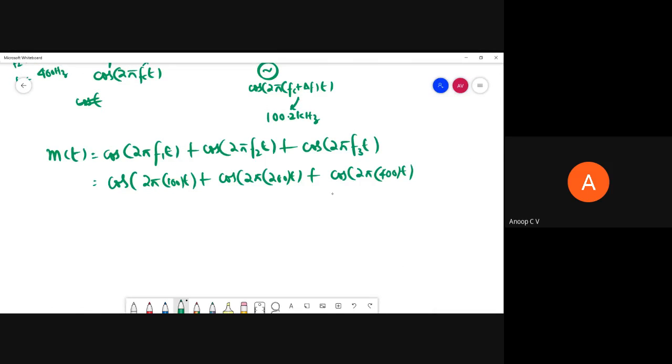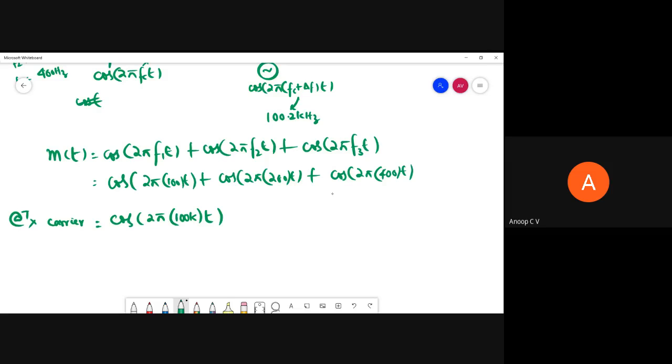Then, what is the carrier at the transmitter? At the transmitter side, the carrier is cos 2 pi times, what was the carrier frequency? It was 100 kilohertz, right? So I'll write here 100k times t. This is the carrier frequency.